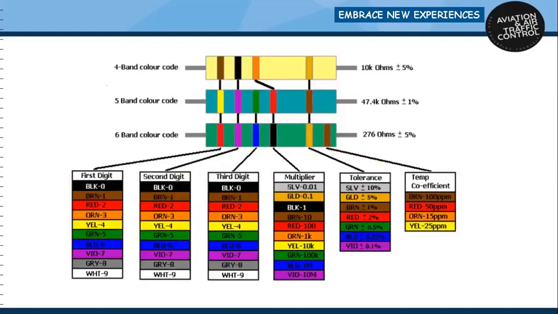Sometimes resistors have 4 bands. In that case, the first 2 bands give the number of the resistor value, the third band gives the multiplication factor, and the fourth band gives the tolerance value.